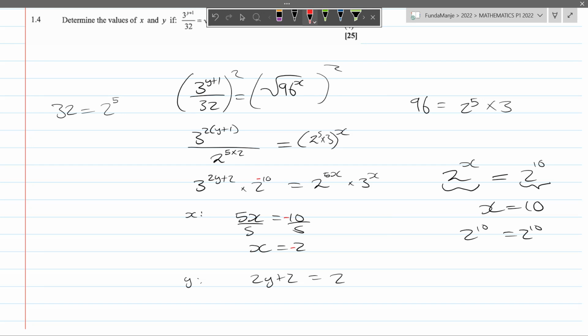Therefore, when you take the y part, 2y plus 2 is equal to x. This will be minus 2. Take 2 to the other side, we will get minus 4. So 2y is equal to minus 2 minus 4. Divide both sides by 2. You get y is equal to minus 2 as your answer.